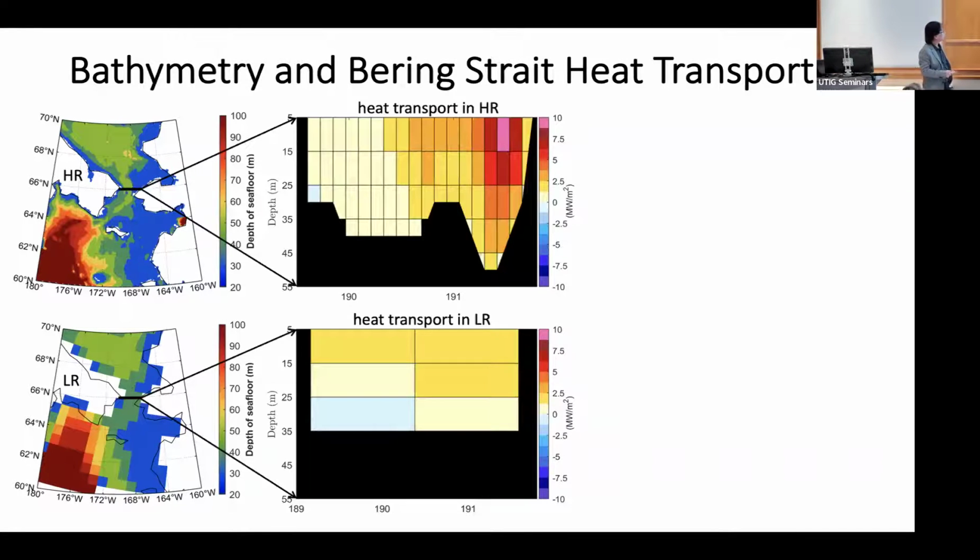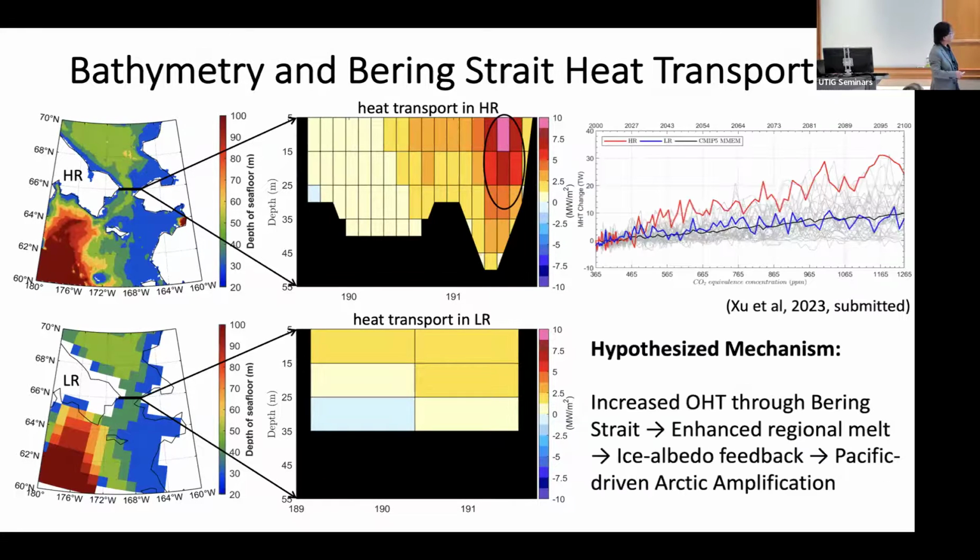So if you cross the Bering Strait, you can see the difference. The top panel is showing the heat transport in the high resolution model, and you see this intensification of the transport on the eastern side of the channel, right? And in the low resolution model, we only have 2 grid points, and this is what we get. We don't get much representation.